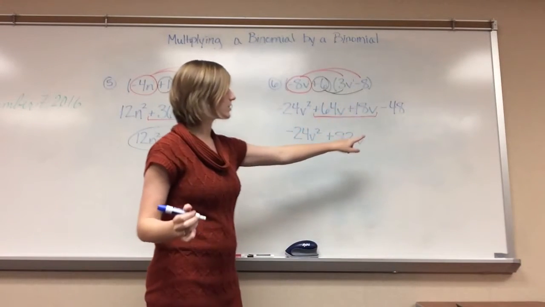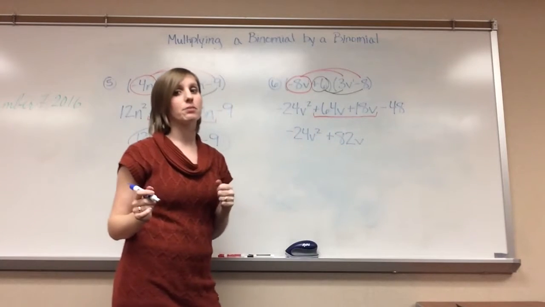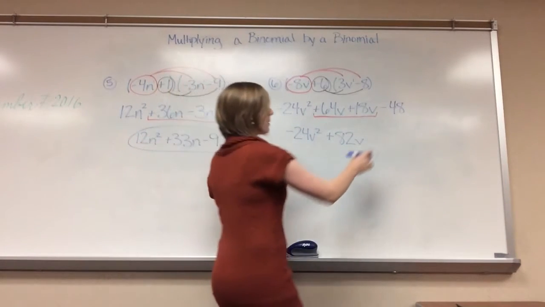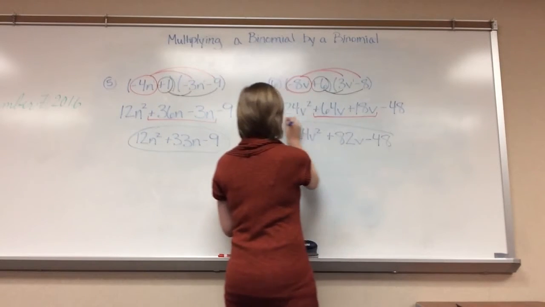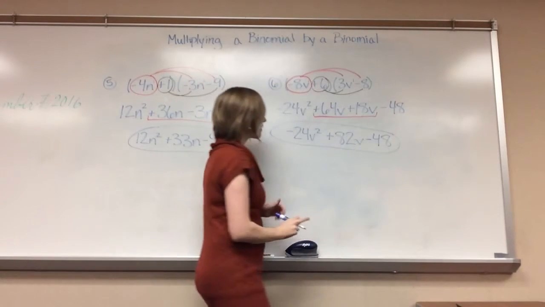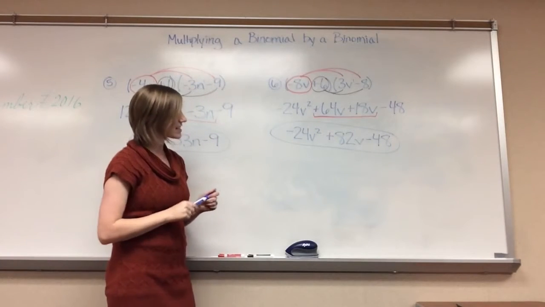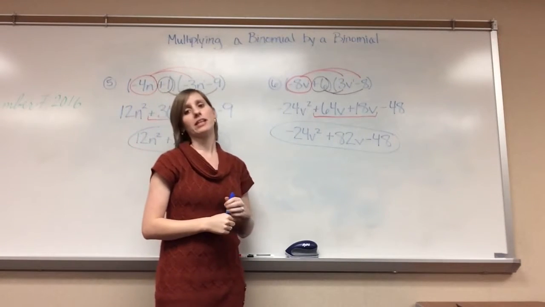Okay, add the two together, keep your letter the same. You only add exponents when you're multiplying. And the minus 48 comes down. So your solution for problem number 6 is negative 24v squared plus 82v minus 48.